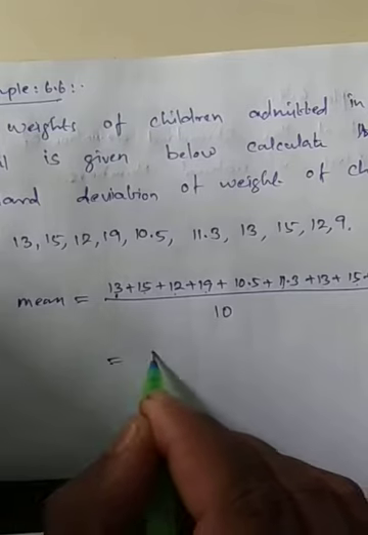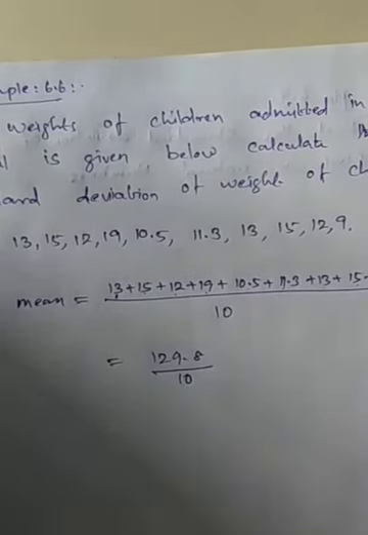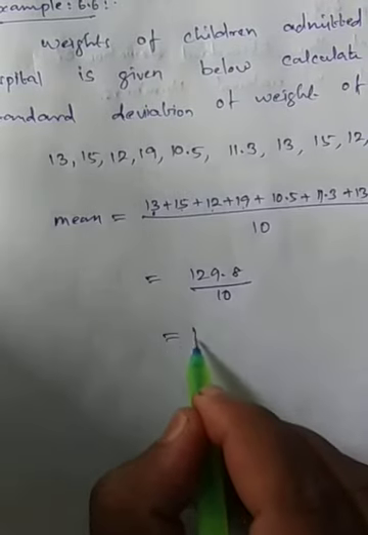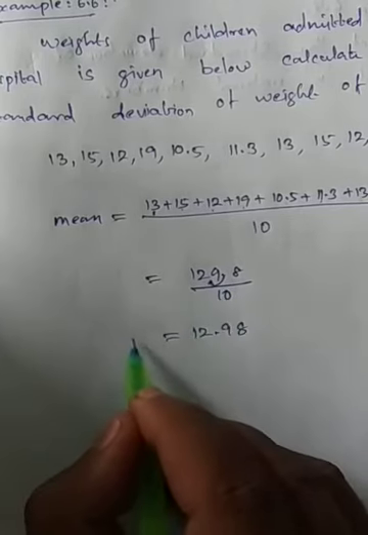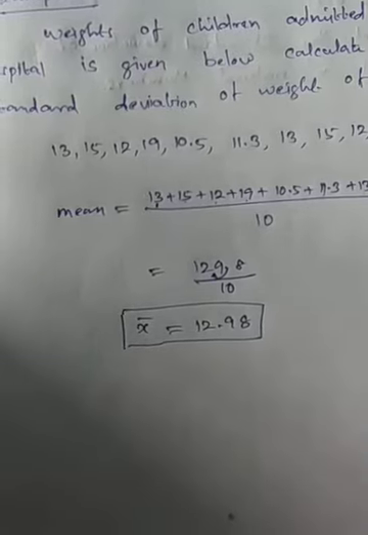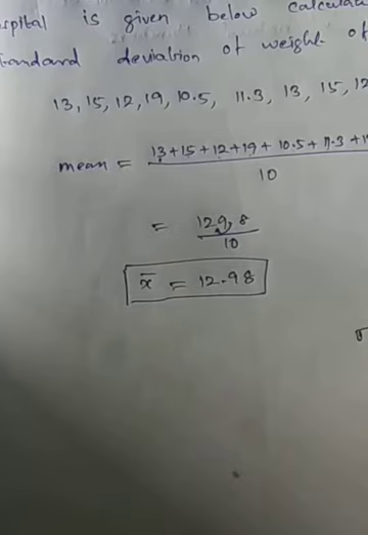So 129.8 divided by 10. When dividing by 10, we can just shift the decimal, so we get 12.98. This is x bar. Now as usual, what is the formula? Sigma equals square root of summation d square by n.